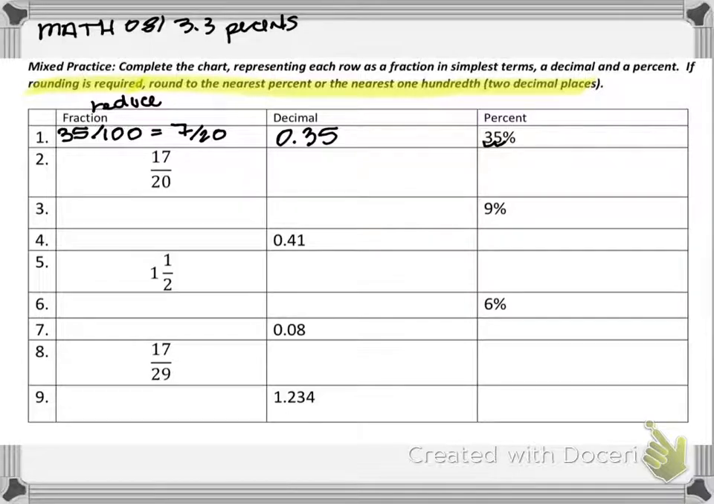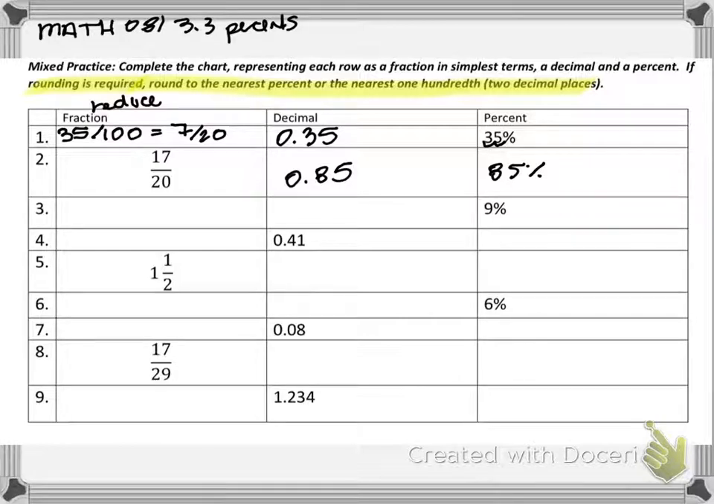Number 2, we're given the fraction and asked to find the decimal and the percent. So the easiest way to do this is to actually type in 17 over 20 in your calculator, and your calculator should tell you that that is 0.85. Then from there, you multiply by 100%, and your final answer, your percent answer should be 85%.